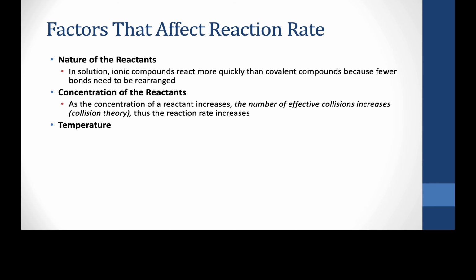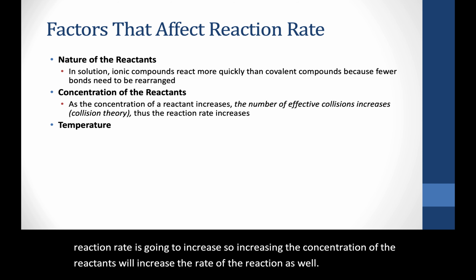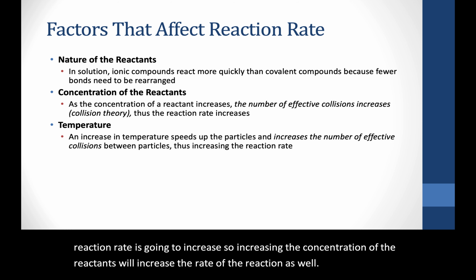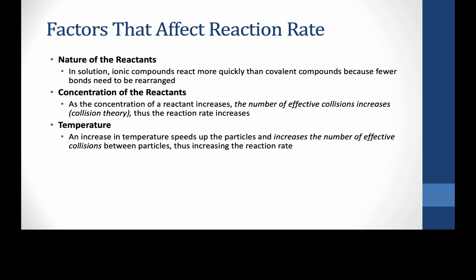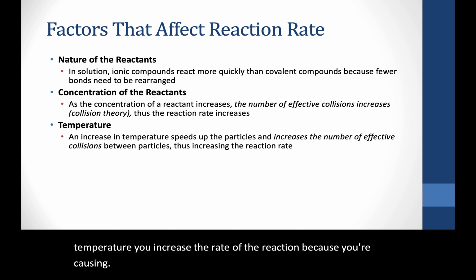Here's the one most people get, so maybe you got this one. Temperature is going to affect the reaction rate. So remember that temperature is just a measurement of the average kinetic energy of the particles in a substance. So if we increase the temperature, we're increasing the speed at which those particles are moving, right? Which means they're going to run into each other more often, which increases the number of effective collisions, thus increasing the reaction rate. So if you increase the temperature, you increase the rate of the reaction because you're causing the particles to run into each other more often. Right? It's all about getting the particles to run into each other more often if you're trying to increase the reaction rate. And you can do that by increasing the concentration, increasing the temperature, and increasing the surface area.